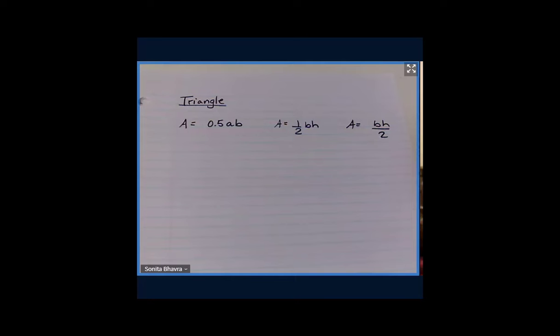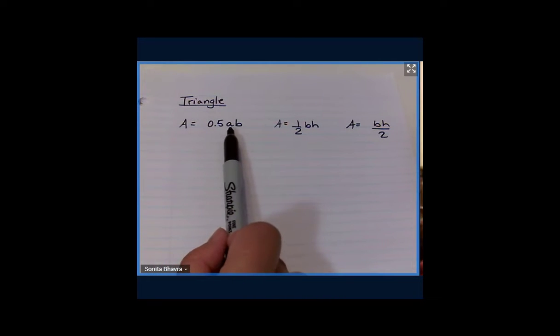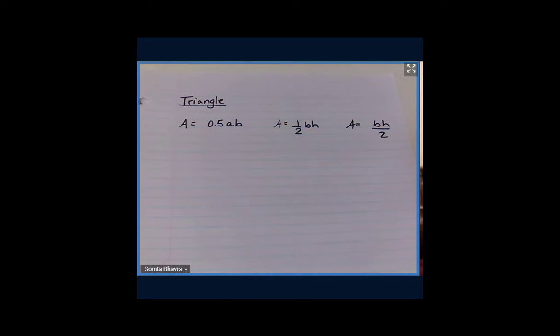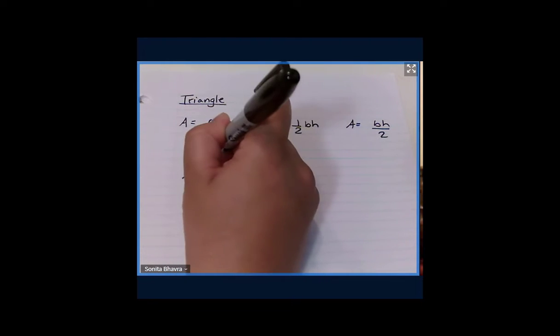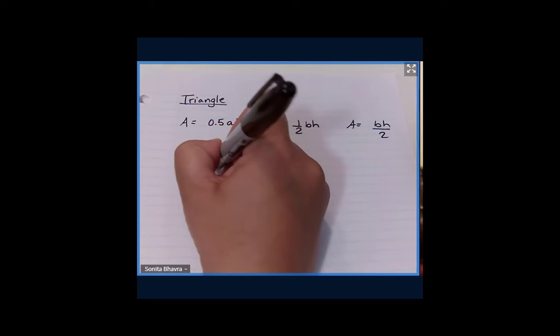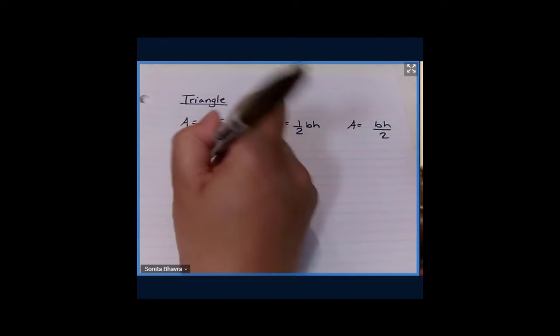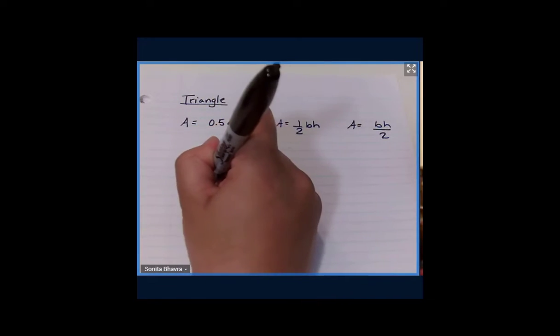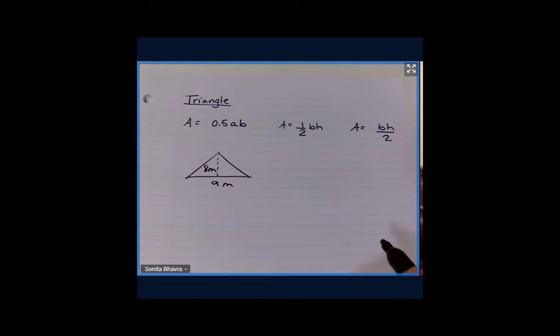In our module, the formula that's used is this one, 0.5 AB. The A is altitude or represents height. B is base. Let's take a look at our first example then. We have a triangle like so, and we are given the height as 8 meters, and our base is given as 9 meters.